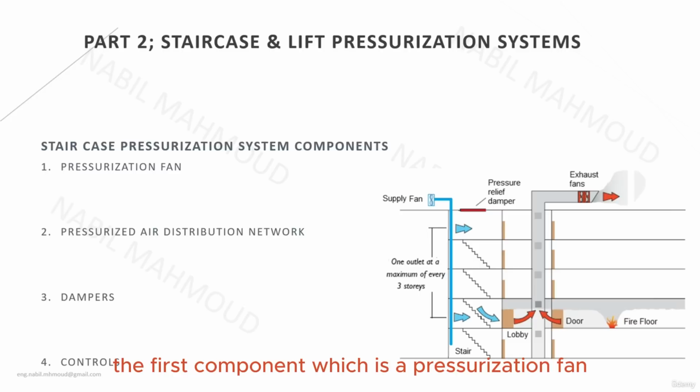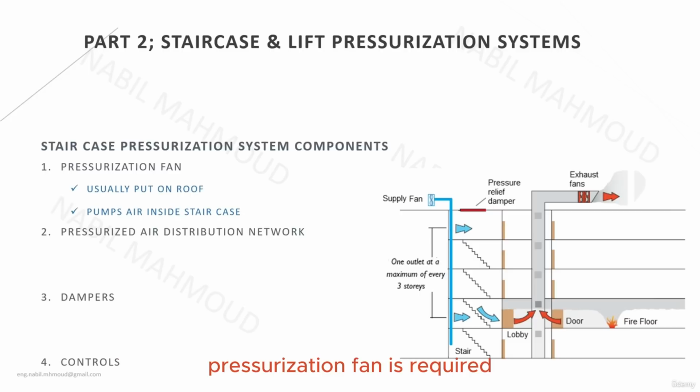The first component is the pressurization fan. The pressurization fan is required in order to supply air into the staircase, and this is usually done by adding a fan that is connected to a distribution network. Usually this fan is located on the roof among the rest of the mechanical equipment.